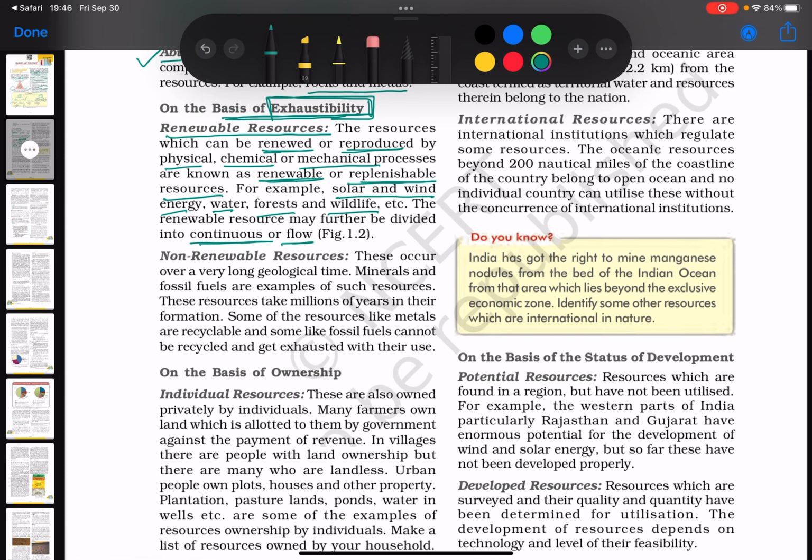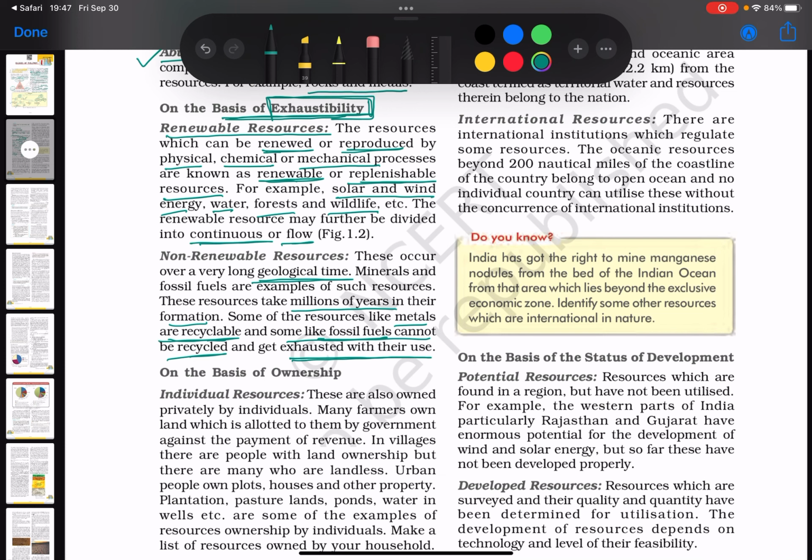Now, non-renewable resources. These occur over a very long geological time. Of course, non-renewable resources are also renewable, but they take a very long period of time. Examples include minerals and fossil fuels. These resources take millions of years in their formation. Some of the resources like metals are recyclable, and some like fossil fuels cannot be recycled and can get exhausted with their use. So this is another angle to keep in mind: some non-renewable resources are recyclable, which means you can use them again, but fossil fuels are non-recyclable.